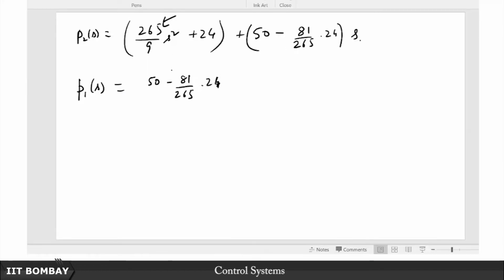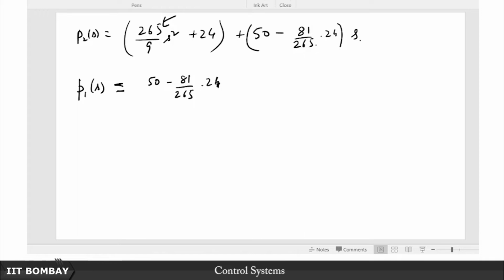What you can clearly see is that this is a positive quantity. You can keep reducing this to P1s, but at this point I make the claim that you can already see it's a quadratic polynomial and all its coefficients are positive. Because 265 into 50 is much greater than 81 into 24, check that out. 81 into 20s is close to 1600, it should be 1700 or 1800 thereabout, and this is much larger than that.